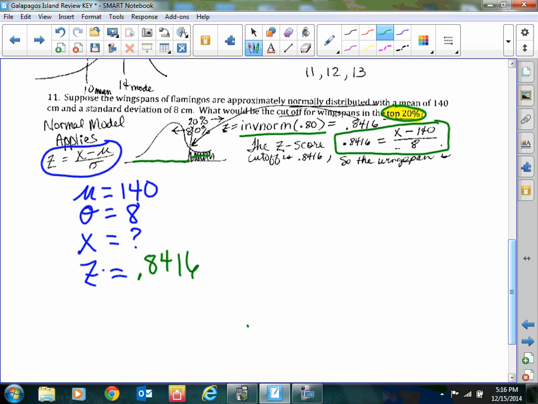Here's what that looks like: x minus the mean over the standard deviation is your 0.8416. I think I actually have that number missing, so I don't know what that is, but you can solve that and find out what that x value is. Sorry about that. That's how you set that up. All right, so that's all of the Galapagos Island video.